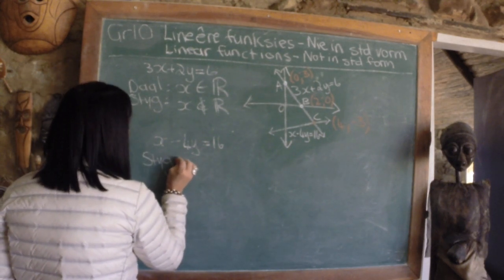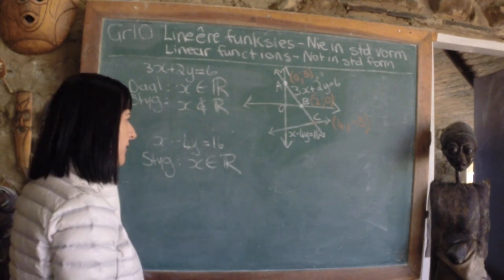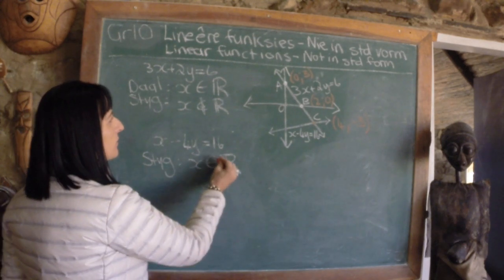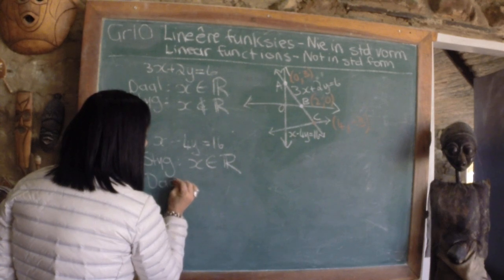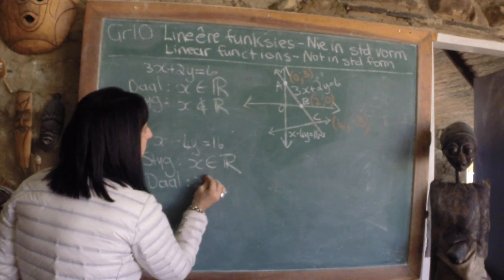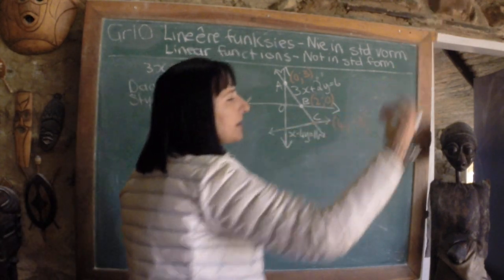So, vir watter waardes styg hierdie funksie? Vir watter waardes van x? Alle waardes van x. All values of x. X is an element of the real number system. Vir watter waardes van x daal daai funksie? Vir geen waardes nie, want daai funksie styg die hele tyd.